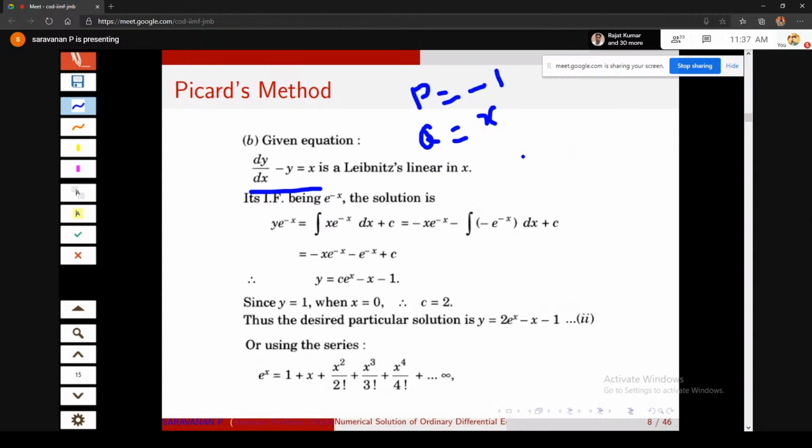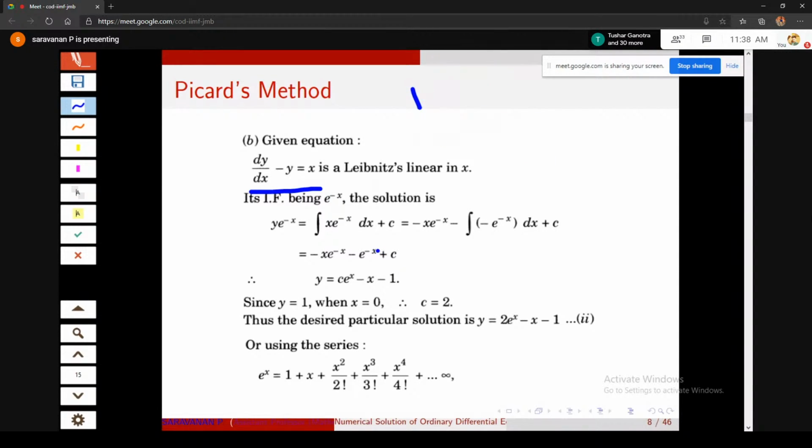Sir, e to the power integral p dx. Integration of p dx. Okay, so we'll get e to the power integral p dx, where p is minus 1, so minus integral dx. So we'll get e power minus x. So this is the integrating factor. Okay, then what is the solution?